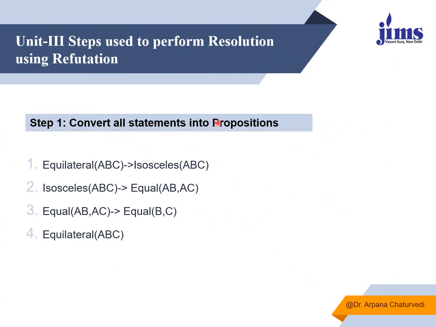How do we do it? First, we convert all the statements into propositions. How will we write it? If ABC is an equilateral triangle, then it is an isosceles triangle. So what can we write? We can use the implication symbol: ABC is an equilateral triangle implies that ABC is an isosceles triangle. Second, if ABC is an isosceles triangle, then AB and AC sides are equal. Then, if AB and AC sides are equal, it implies that angles B and C are equal. And fourth is equilateral ABC. So here we have converted all the statements into propositions.